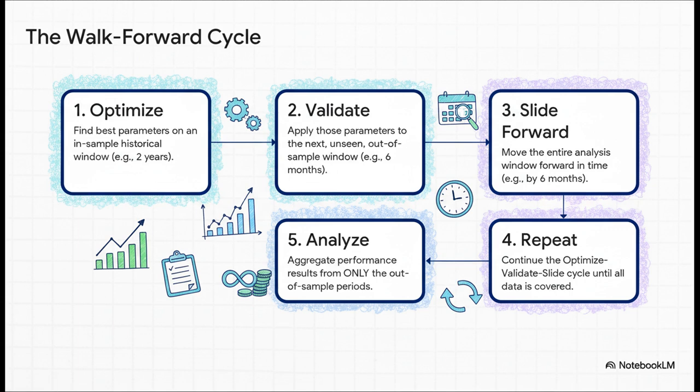You write down how it did. Then, you slide the whole window forward by 6 months and do it all over again. Repeat, until you've covered your whole data set. And here's the most important part, step 5. Your final performance report is built only from the results of those exam periods.